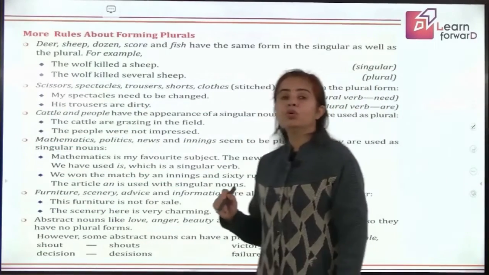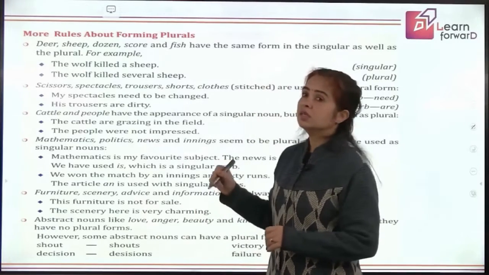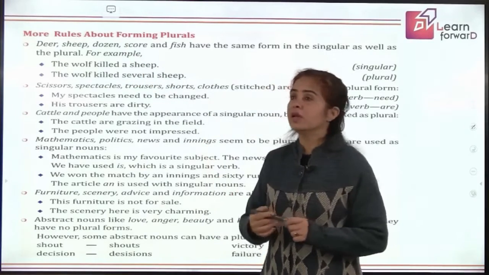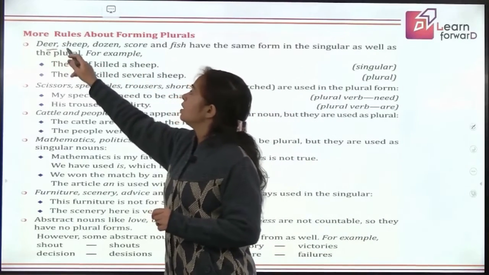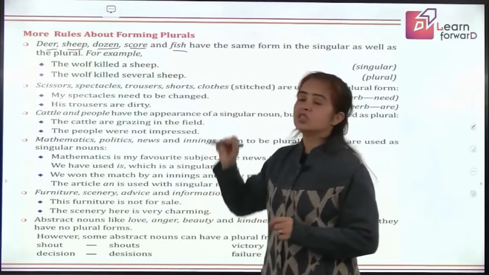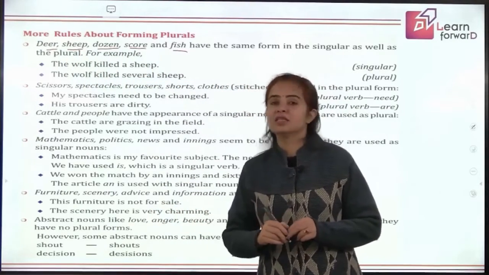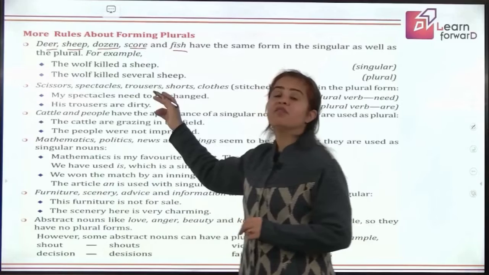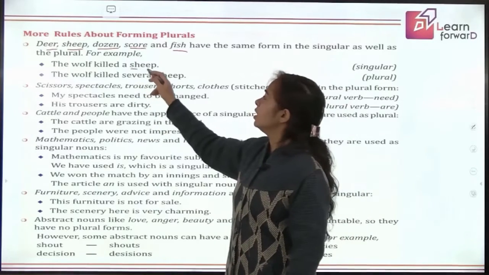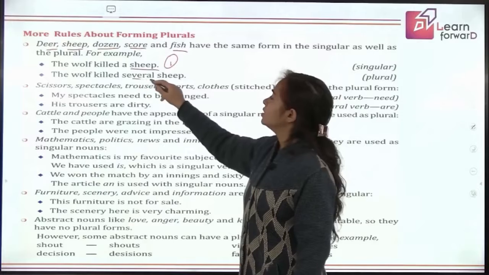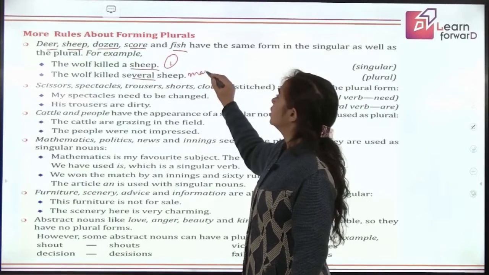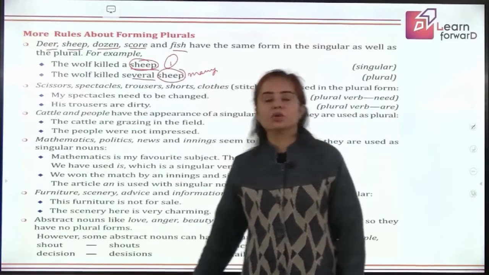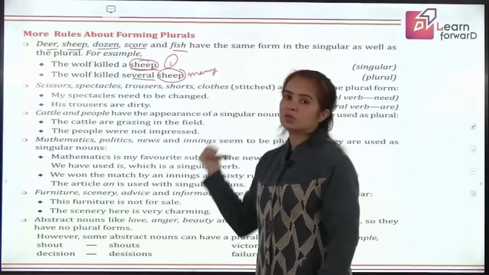Now there are some more rules that we follow to turn singulars to plurals. There are a few words that are the same in singular and plural, whether we talk about deer, sheep, dozen, score, or fish. They are all used as they are in singular and plural. The wolf killed the sheep. The wolf killed several sheep. Here I mean one, and here several itself means many. So the noun itself is the same in singular as well as plural. The same is true of the other words also.